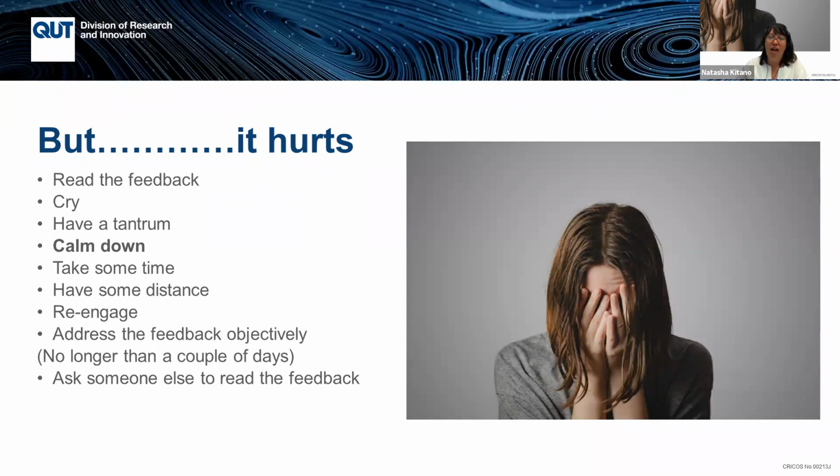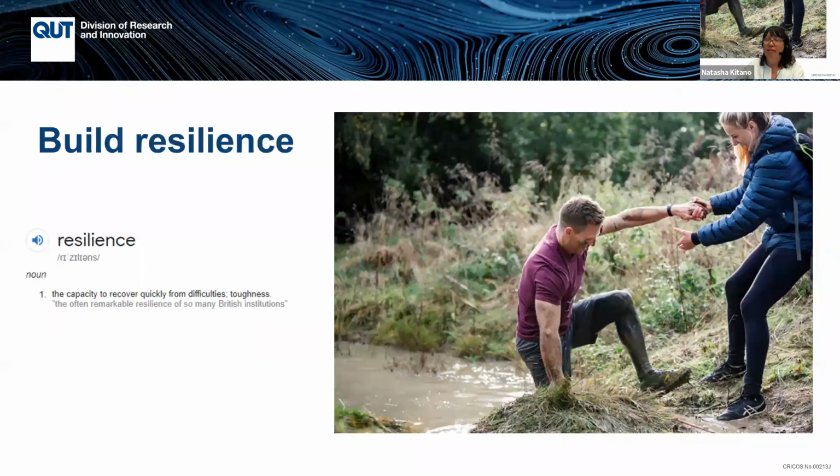And often if you ask a friend, a colleague, family member, they're not as emotionally invested as you are, especially if your supervisory relationship isn't great, and they'll be able to look at the feedback objectively as well. Okay, so lean on your friends, family, and peers. Which brings me to the next part of building resilience.